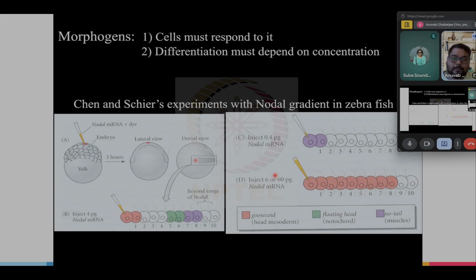Now if you put in like 10 times as much nodal, all the cells will show only the differentiation which the cells closest to the nodal signal do. That is because this is the highest concentration of nodal. So when you put in a lot of nodal, all of these cells now receive a lot of nodal, and so they will show only the change which the closest cells showed in the previous example. So all of them turned red because they receive a lot of nodal, and it just shows that it is concentration dependent. If you put in a lot of nodal, all of them will show the change as 1. If you put in a low amount of nodal, they will show the change as 7 and 8, because there is a low amount of nodal here. So this establishes that the morphogens work in a concentration gradient. Is this fine?